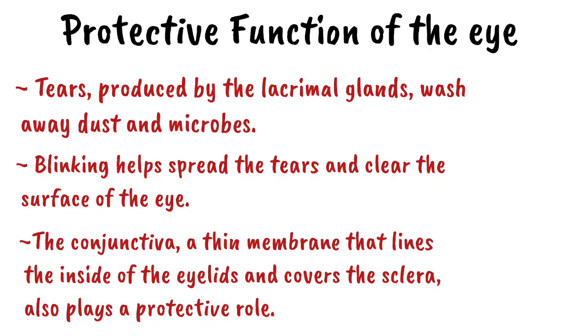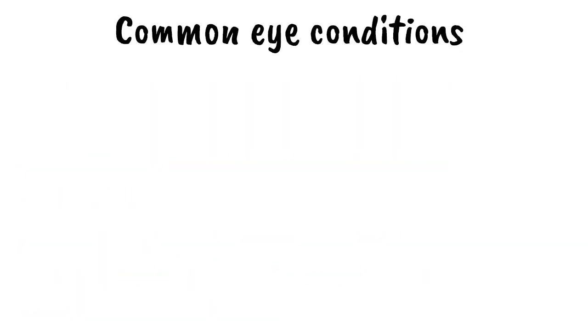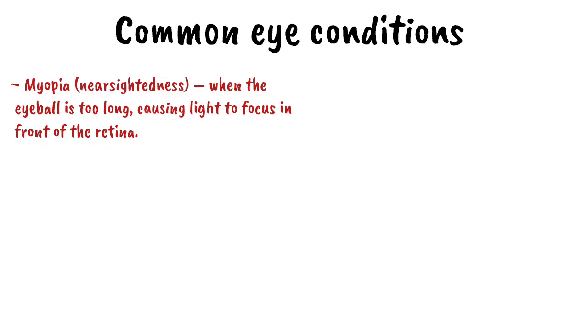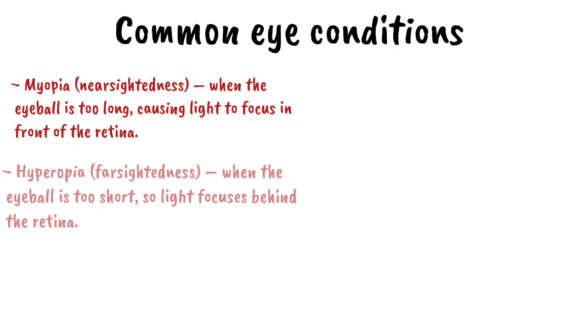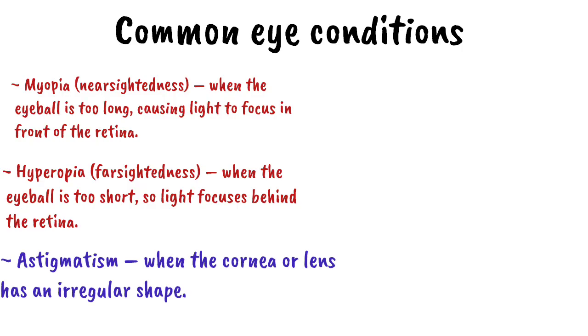Now let's talk briefly about common eye conditions. So we have myopia, hypermyopia, astigmatism, cataract, glaucoma, and macular degeneration. So for myopia, which is nearsightedness, this is when the eyeball is too long and it causes light to focus in front of the retina. Then for hypermyopia, this is when the eyeball is too short, so light focuses behind the retina. And then for astigmatism, it is when the cornea or the lens has an irregular shape.